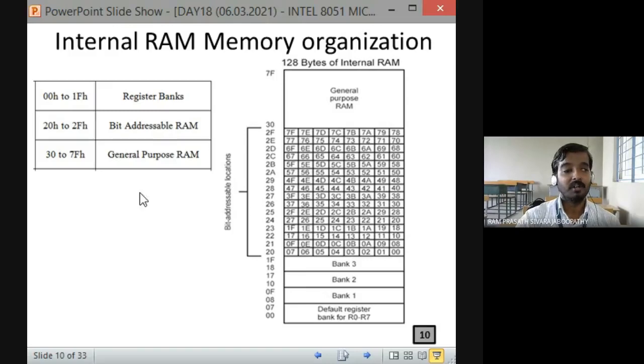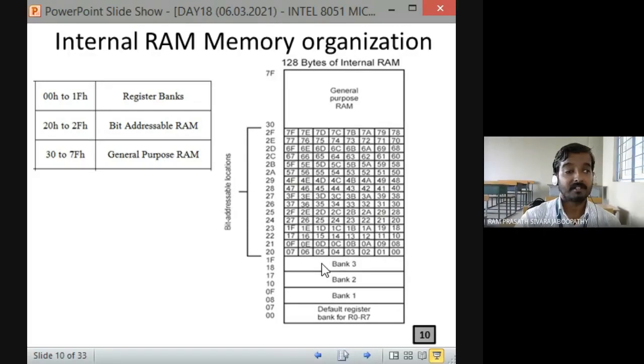As of now, in the 128 byte RAM, the lower 32 bytes are allocated for register banks. The address is from 00 to 1F. So what is the address range for each register bank? 00 to 07 is register bank 0, then 08 to 0F is register bank 1, then 10H to 17H is register bank 2, then 18H to 1FH is register bank 3. In that way, the register banks are organized in the 8051 microcontroller.